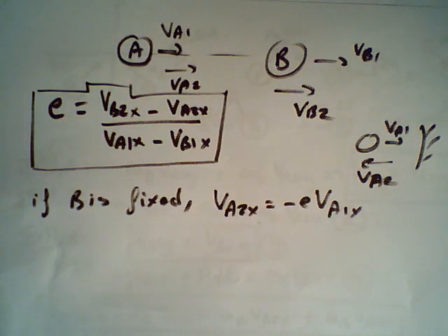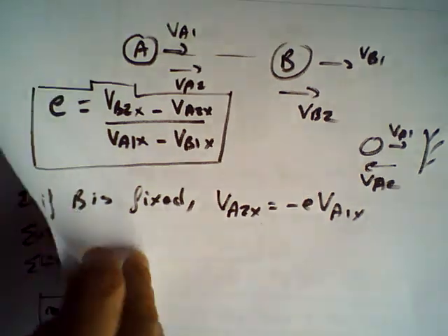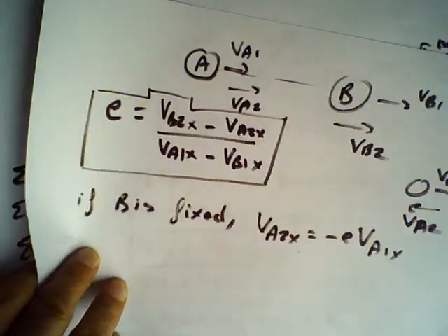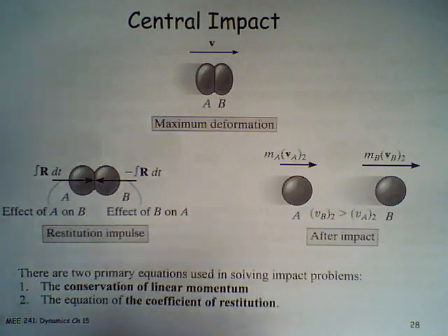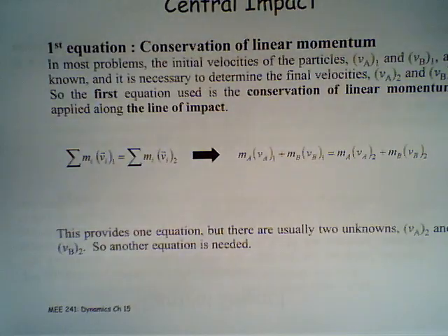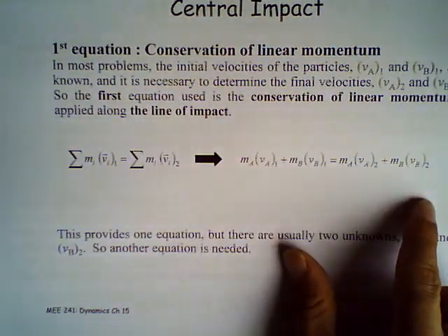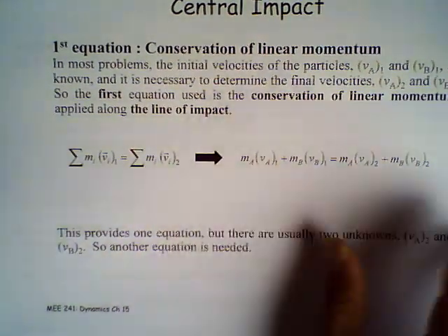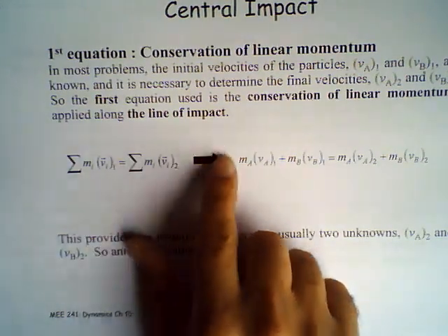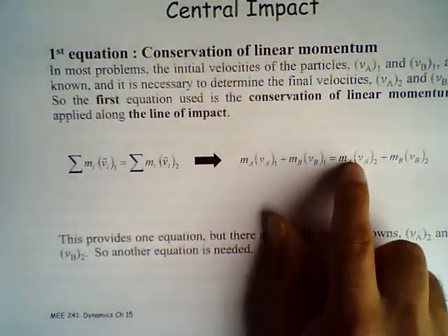Alright guys, we learn in this course by doing, so I think the best would be to go from here and then do an example. This basically sums up what I just described. First equation, conservation of linear momentum. This is what we just did, and this is along the x direction, along the line of impact. So along the line of impact, the momentum is conserved.